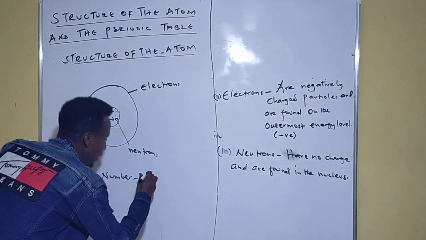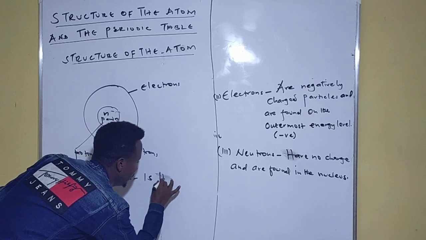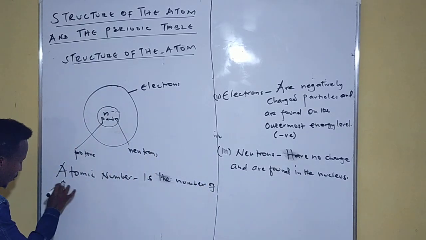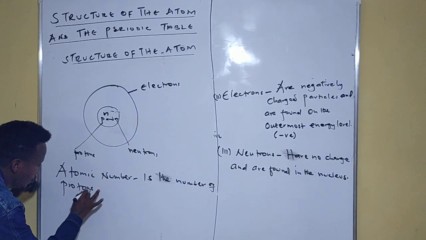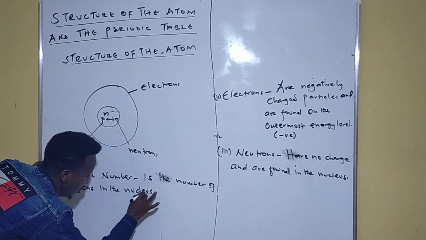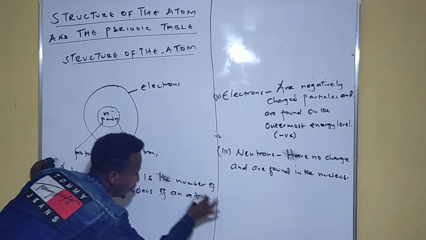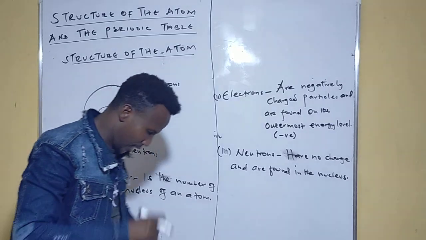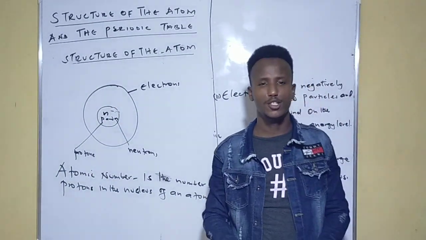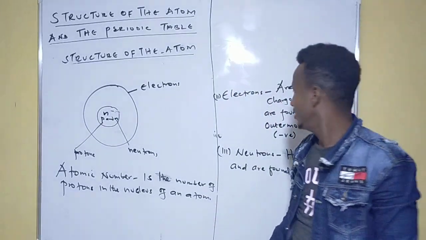So you're going to say atomic number is the number of protons in the nucleus of an atom. Period. Simple. As easy as that.